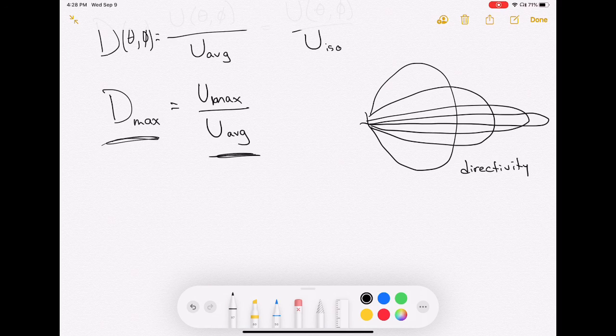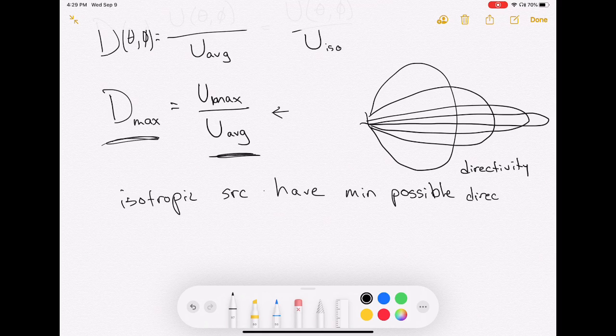The other thing to note here is that the minimum possible value of directivity is where you do have an isotropic source and it is radiating equally in all directions, because then U max is equal to U average. So isotropic sources have minimum possible directivity, and that would be D equals 1, the D max equals 1.